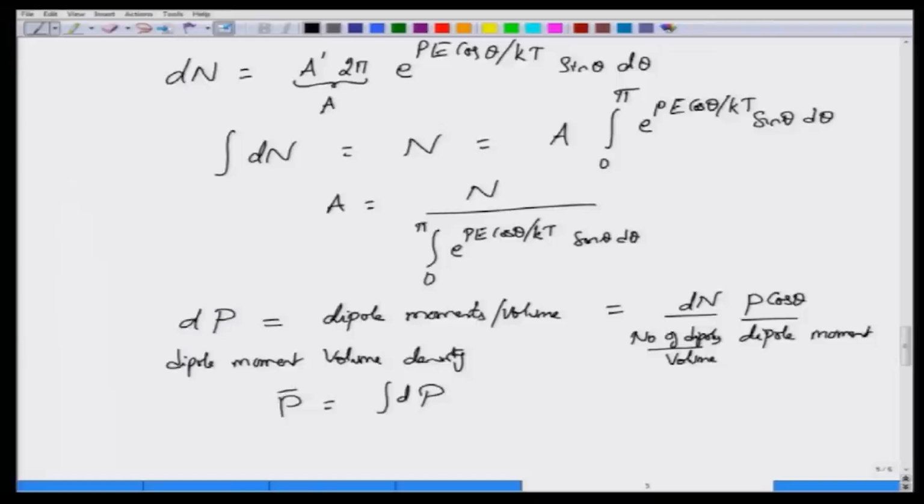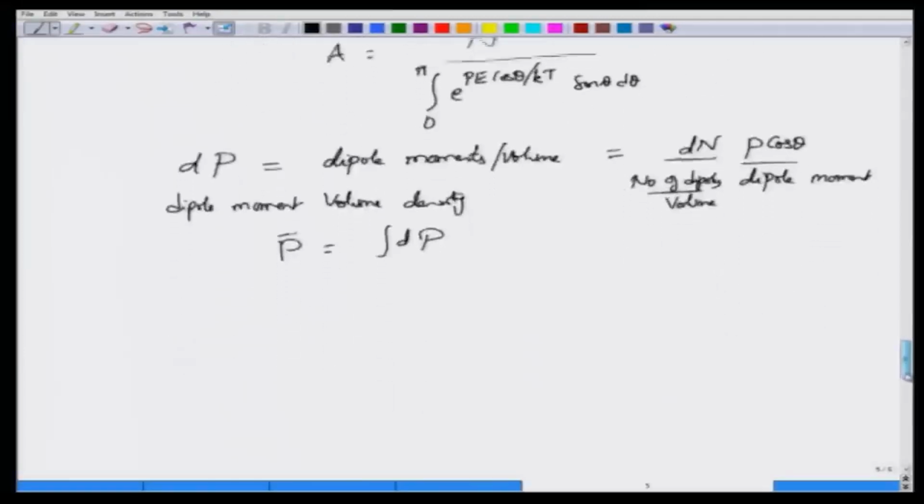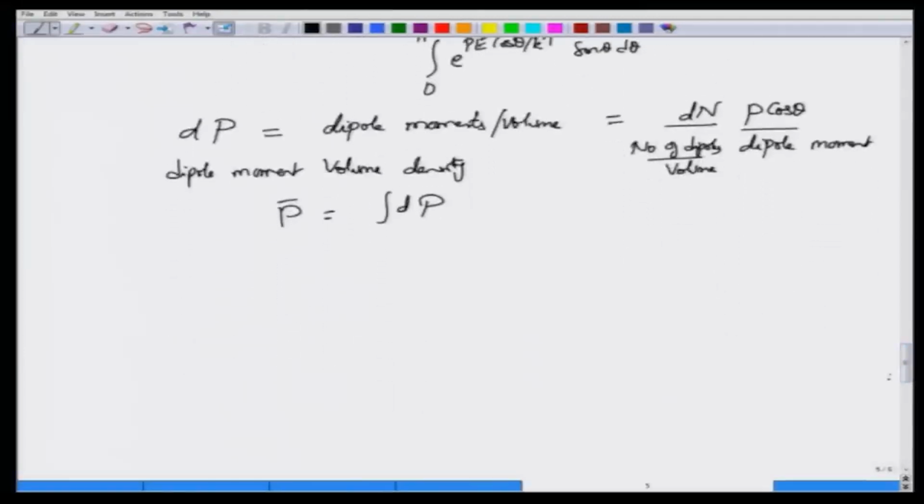Okay. So, what is dP? dP is dN into p cos theta. I just found out what is dN. So, I will substitute for dN in this equation. Okay. So, when I substitute for dN in this equation, I get dP, the dipole moment per volume. The only difference I am able to show here is that this is capital P, and I am hoping that you will not confuse this one with the small p that I have written here. So, do not get confused, this is a small p, this is the capital P.